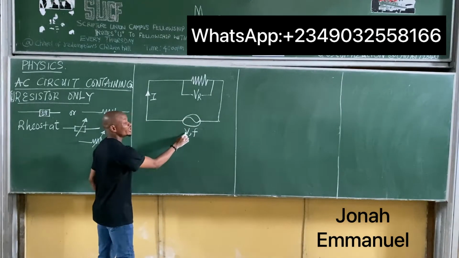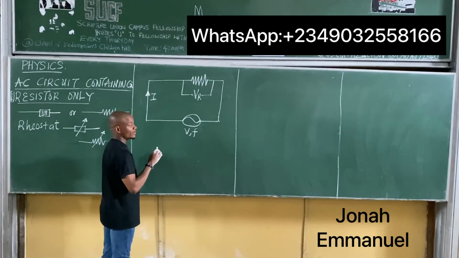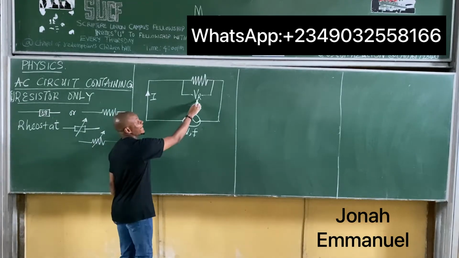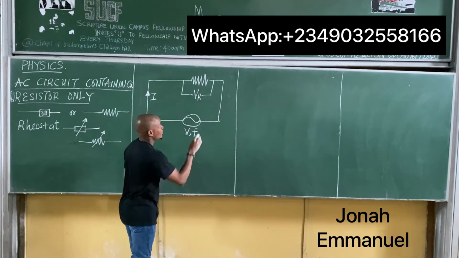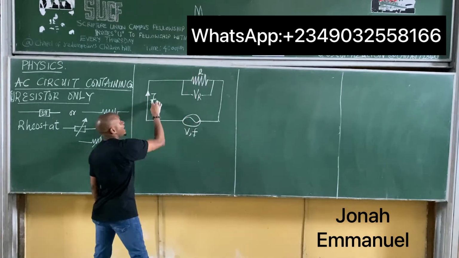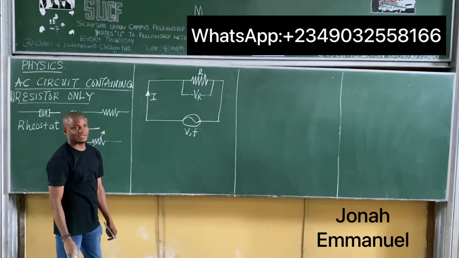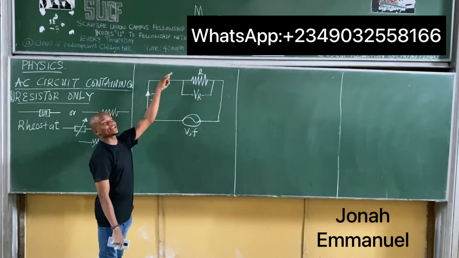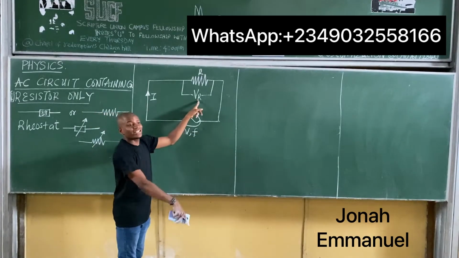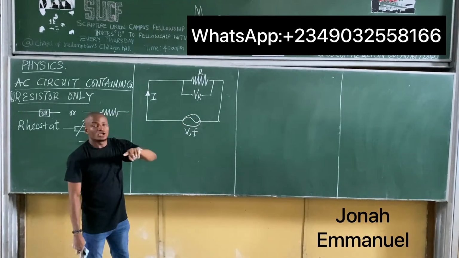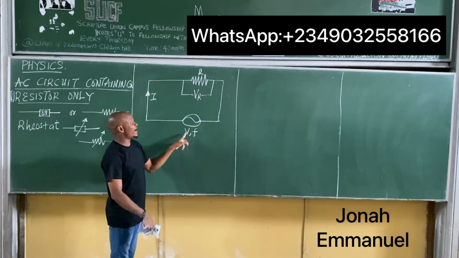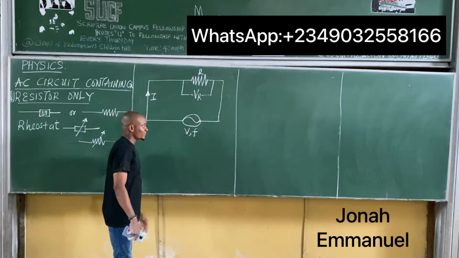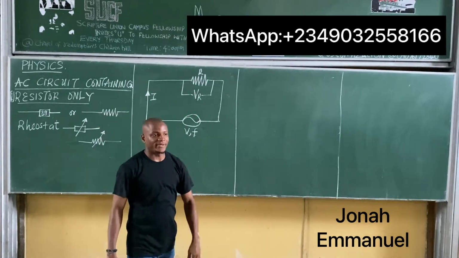VF represents voltage frequency. Please don't forget. V here represents voltage, F is frequency. VR is the voltage across the resistor. This one here is the resistor. I here is the current in the circuit. V voltage, F frequency, I current in the circuit, VR voltage across resistor. So in the question, they'll give you voltage and still ask to find voltage across resistor. They are two different things. R is resistor.